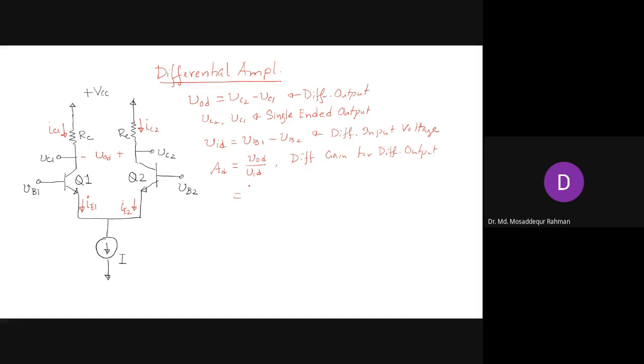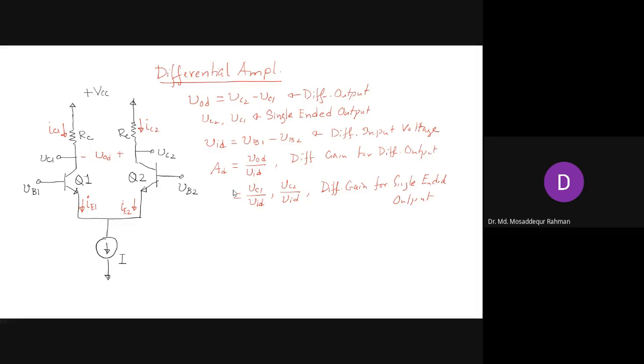Or you can take output just from a single node collector, let's say VC1 by VID. Okay? Or you can take from collector VC2, then VC2 by VID. Either way, you can take the output and then the gain will be defined like this. And there's also differential gain because the input is a differential input voltage. So differential gain for, then we call it single-ended output. The differential gain for single-ended output. We are taking output from a single node.